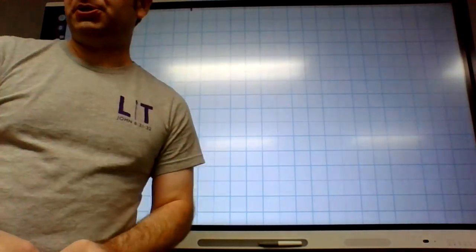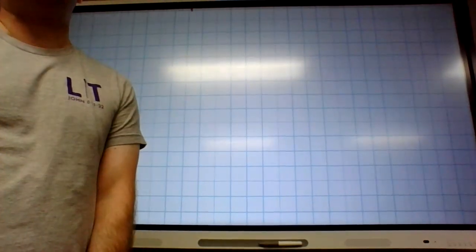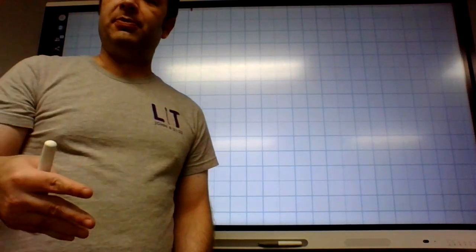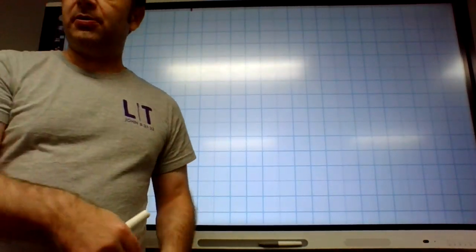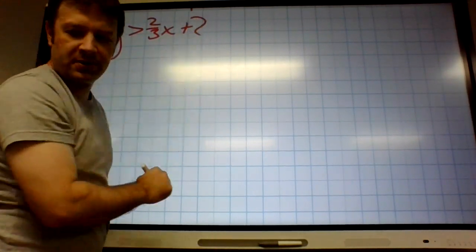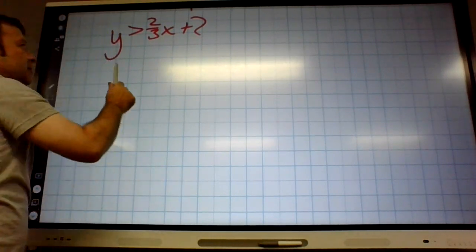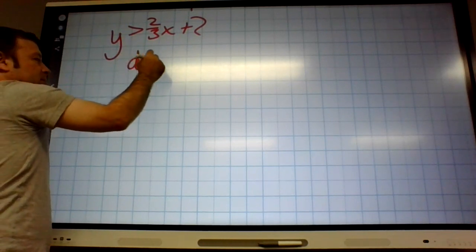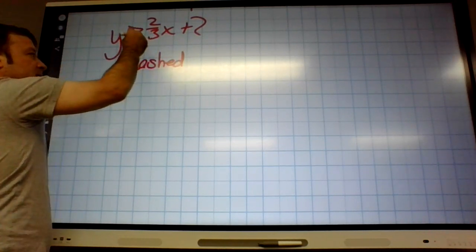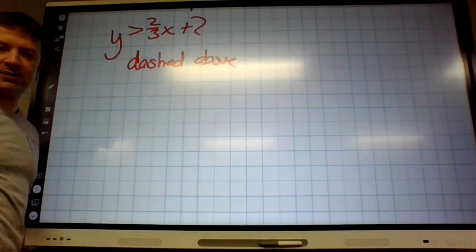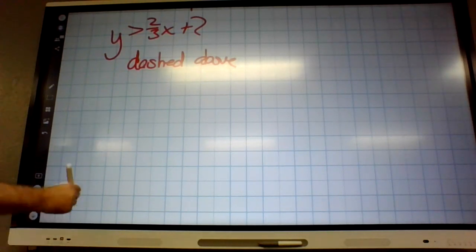Okay. Number 1. If you look at A, B, C, and D, all those lines have the same slope and the same y-intercept, so they're the same line. Some are solid, some are dashed, some are shaded below, some are shaded above. Number 1 says y is greater than 2/3 x plus 2. If it's a greater than, should the line be solid or dashed? Dashed. And are we shading above or below? Above. So which option is dashed and above? B.